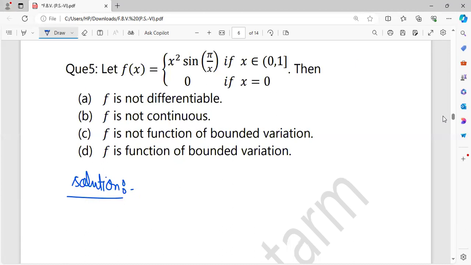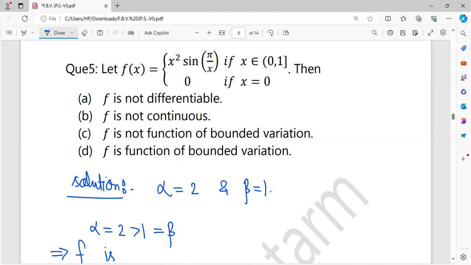So let's check it. What is alpha here? Alpha is 2. And what is beta? Beta is 1. So alpha is equal to 2, which is greater than 1, that is my beta. So this implies f is a function of bounded variation. Okay. So option D is correct.